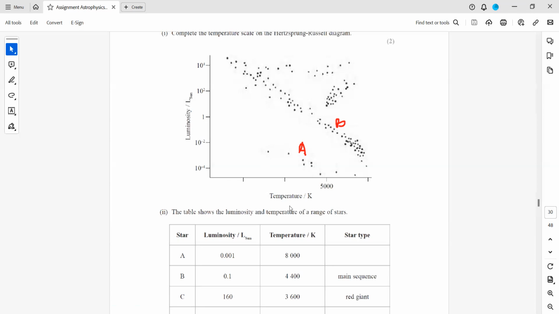And B is a main sequence, so it should be in this range, because this part is the main sequence. It means if the star's temperature is high, it will have high luminosity. If the temperature is low, it will have low luminosity. What about C?